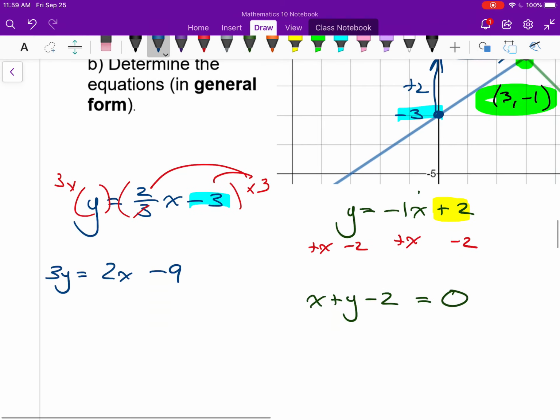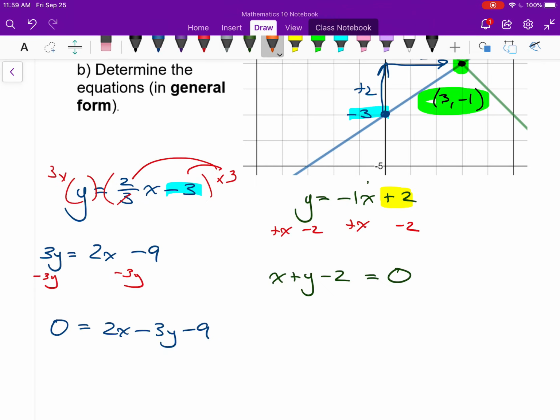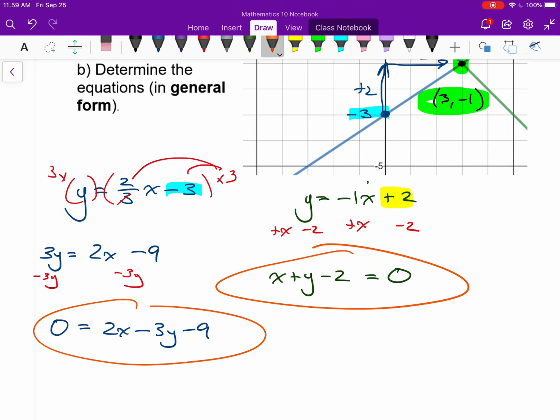And now all that's left to put this in general form is to get everything to one side. My x already is positive, so I'm going to leave it where it is. I'm going to subtract 3y from both sides. And so I get 0 equals 2x minus 3y minus 9. And so what I'm going to circle here and here, that together, that's my system that I gave you in general form. Notice pretty much everything I did is continuing on what we did in chapter 6, which we'll notice for so much of this.